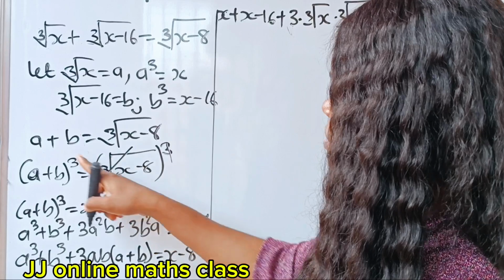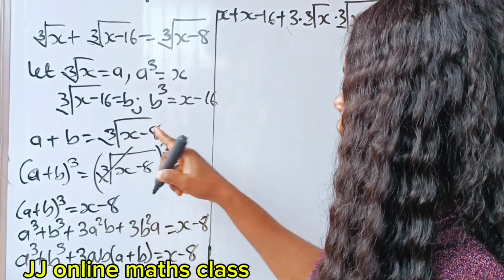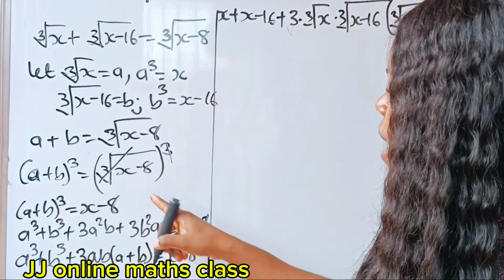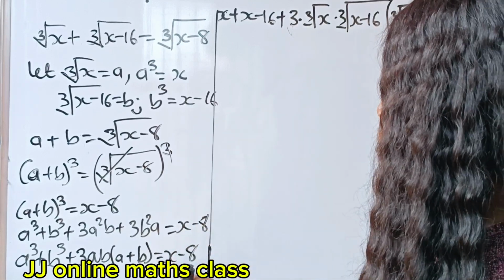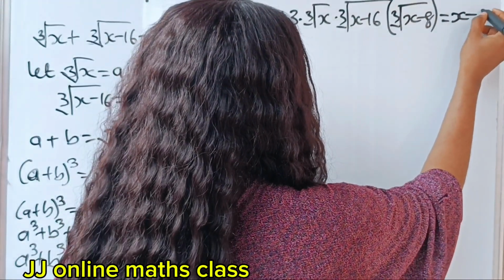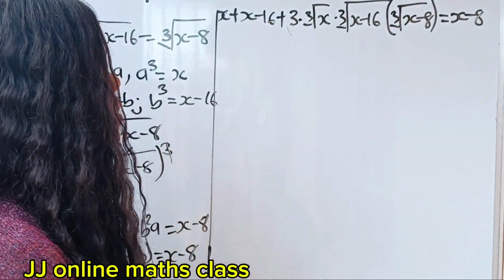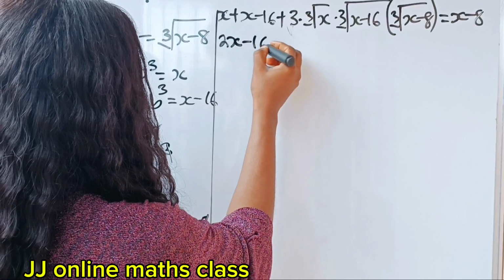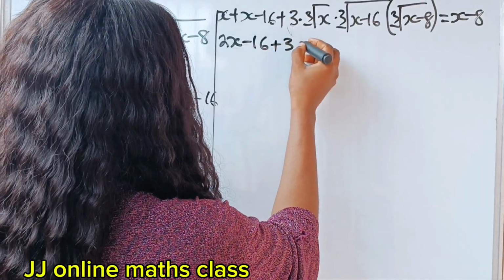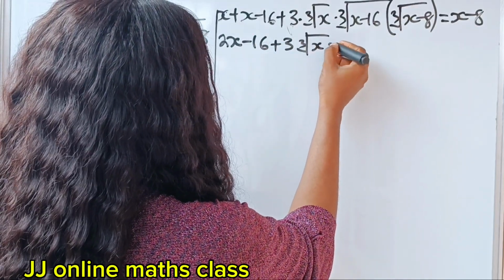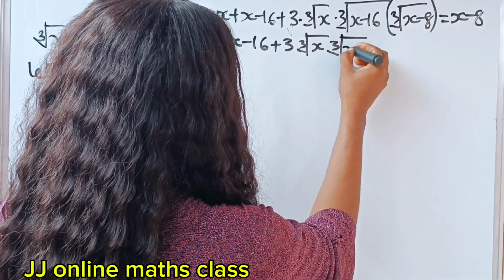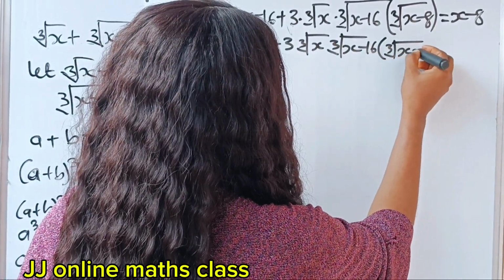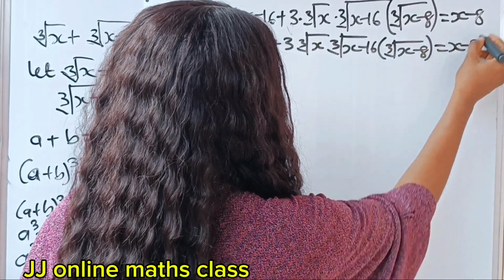And what is our a plus b? Our a plus b is the cube root of x minus 8. So we have the cube root of x minus 8. All right, everything is equal to x minus 8. All right, perfect. Now let's solve. X plus x will give us 2x minus 16 plus 3 multiplied by the cube root of x multiplied by the cube root of x minus 16 bracket, the cube root of x minus 8 is equal to x minus 8.